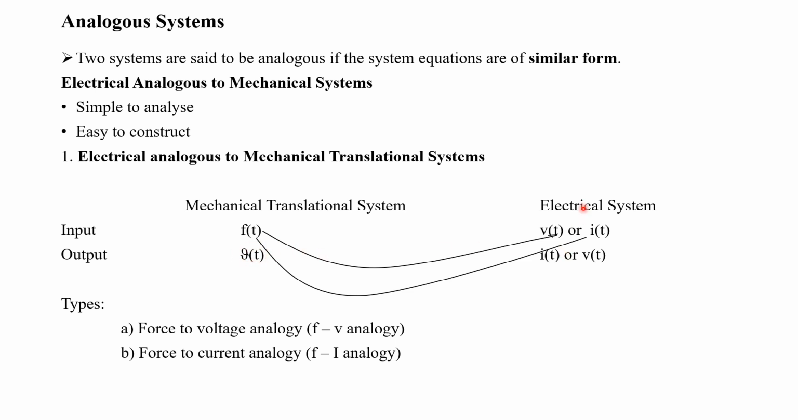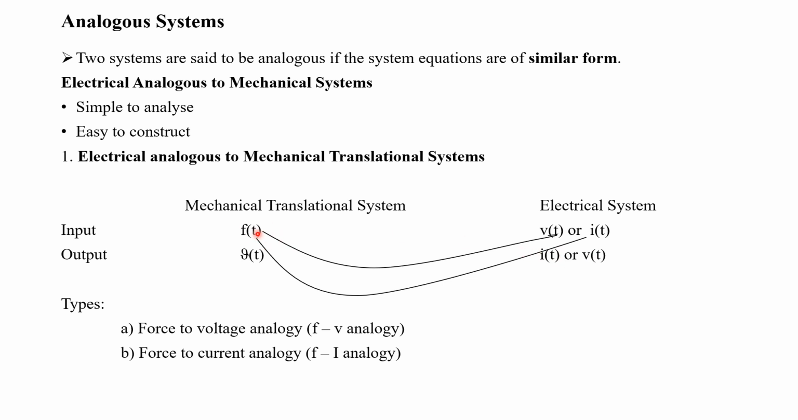Now, for the electrical system, the output will be either current or voltage. That is, if you are considering the input as a voltage, then the output will be current. If you are considering the input as a current, then the output of the electrical system will be voltage. All the inputs as well as outputs will be functions of time, or we can simply represent them as F, V and I, etc.